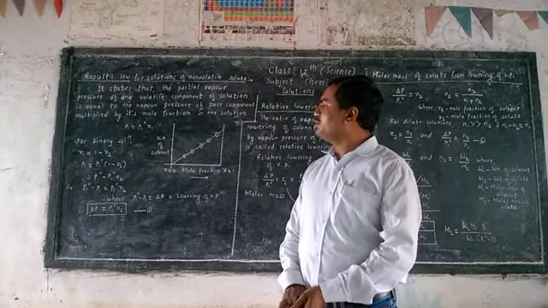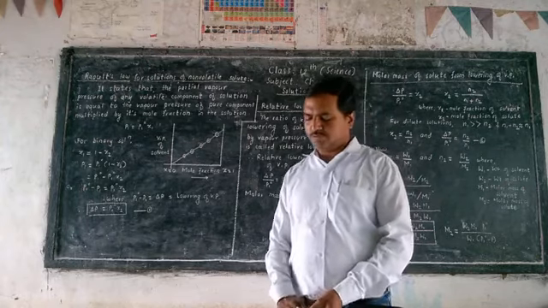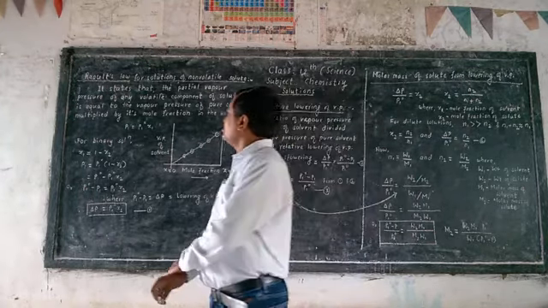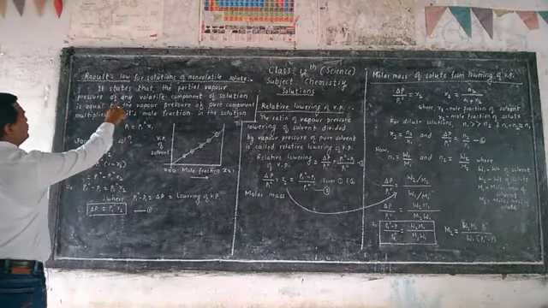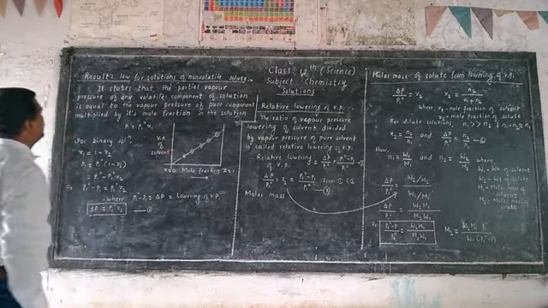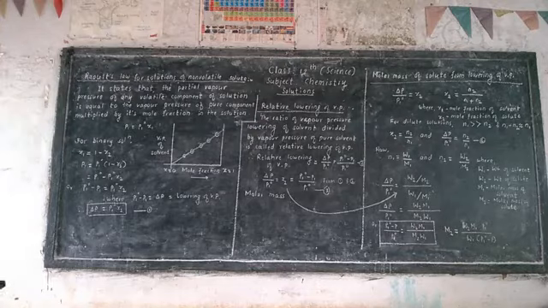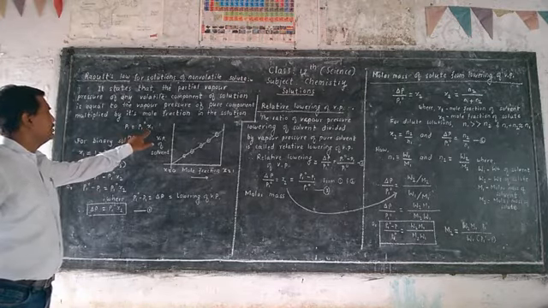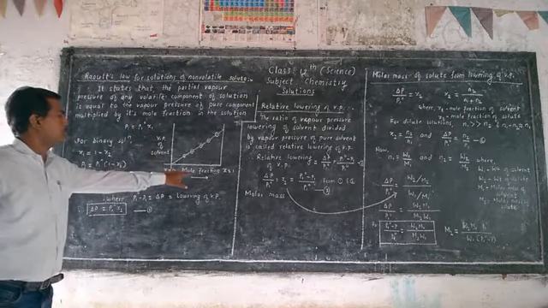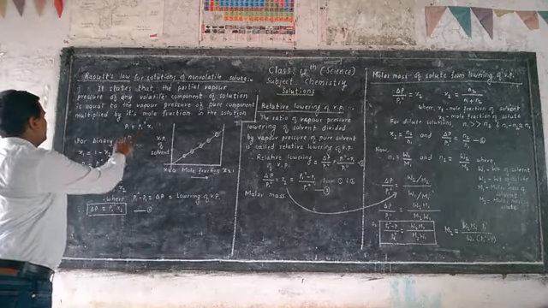Now we are going to study Raoult's law for a solution of a non-volatile solute. It states that the partial vapor pressure of any volatile component of a solution is equal to the vapor pressure of the pure component multiplied by its mole fraction in the solution. So P1 equals P1° into X1, where X1 is the mole fraction and P1° the vapor pressure of the pure component.